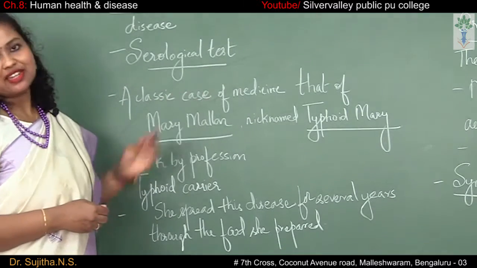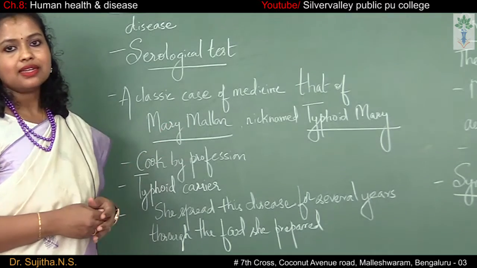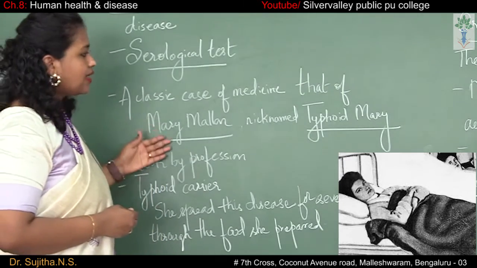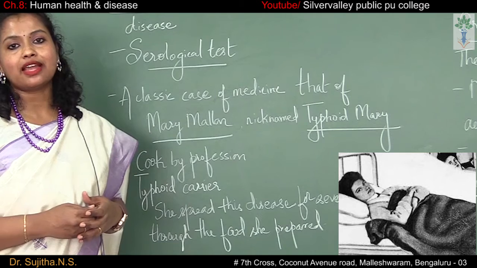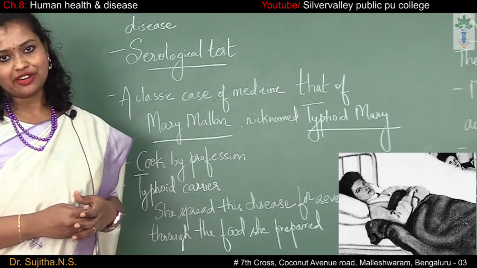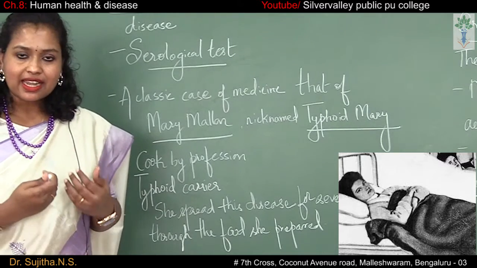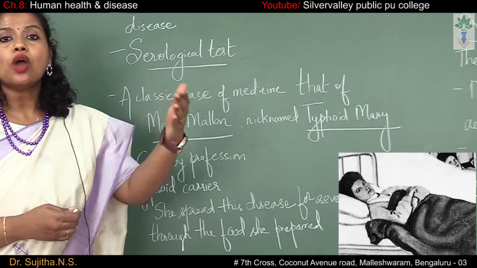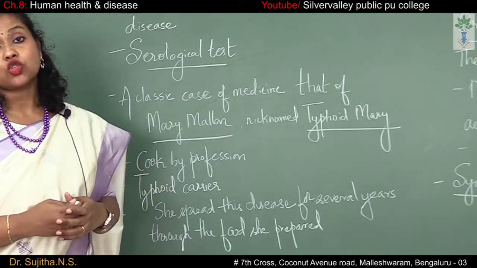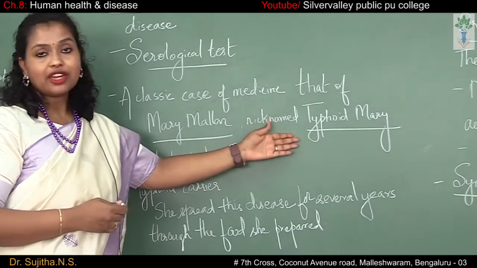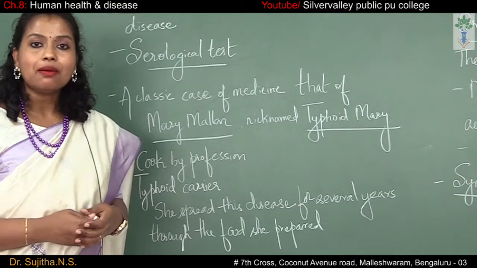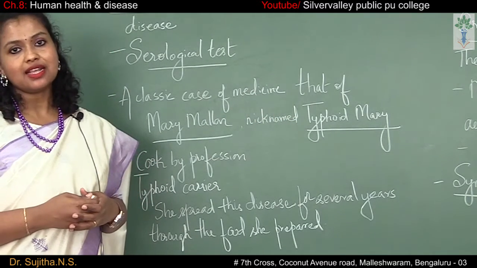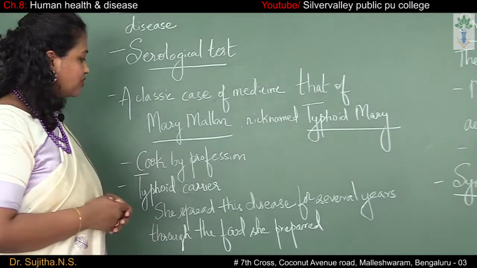There is a classic case in medicine, that of Mary Mallon. Mary Mallon was a woman who was a cook by profession, and she got the name Typhoid Mary. Why did she get that name? Because she was a carrier of typhoid. She carried this bacteria inside her body and was just a carrier of the disease. Since she was a cook, in whichever place she went to cook, all the healthy individuals got affected because Typhoid Mary contaminated the food and the water with the bacteria. As a result, she got the name Typhoid Mary. It was only after so many years that they were able to understand that she was the carrier of this disease.